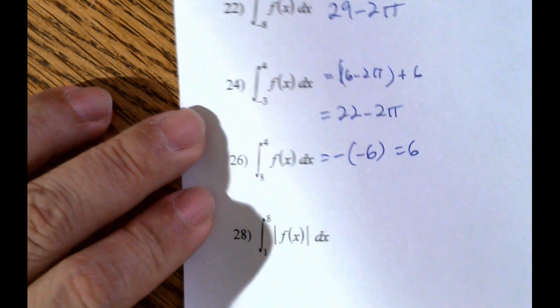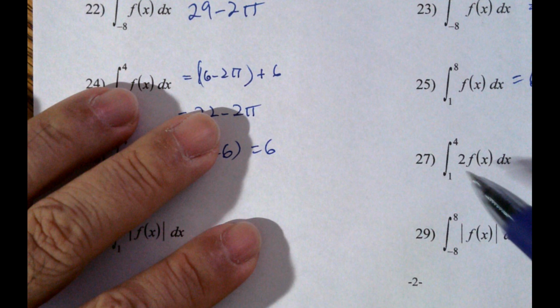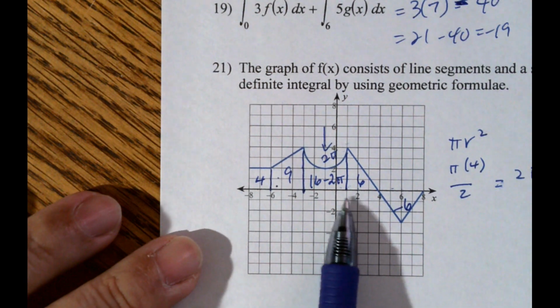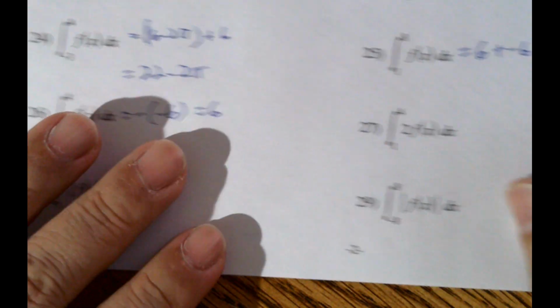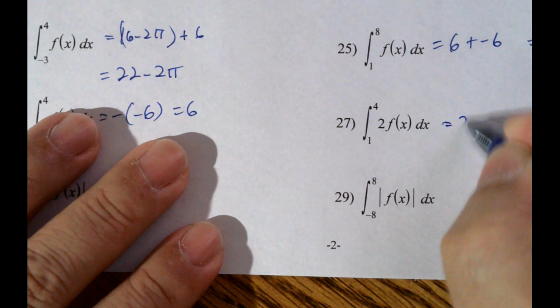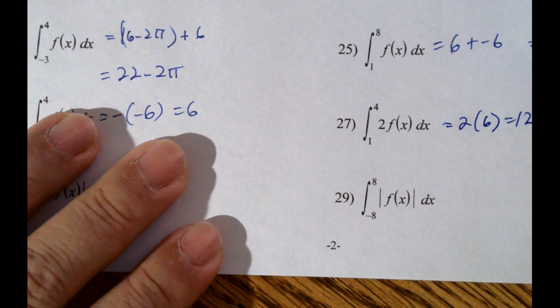All right, and then 27, twice that. Let's see, 1 to 4. 1 is here, 4 is there, so you're going to take twice the 6. So this is equal to 2 times 6, which is 12.